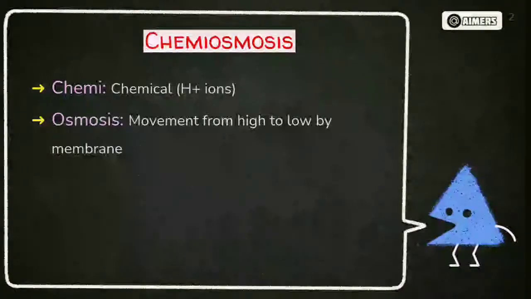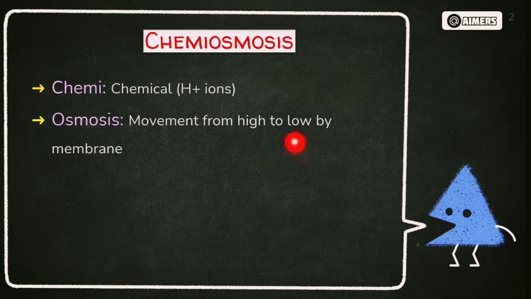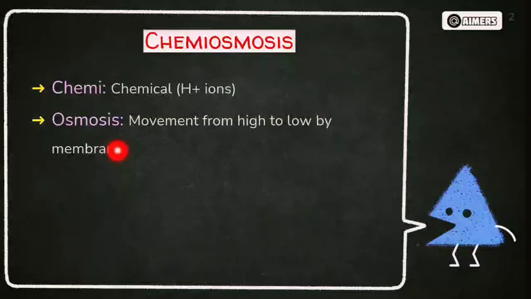And the second point about osmosis is that it is always with the help of a membrane. You know what's the difference between cell membrane and plasma membrane? Cell membrane is the membrane of a cell, while plasma membrane is the membrane of an organelle. The structure of cell membrane and plasma membrane is entirely same. So the membrane we are talking about in chemiosmosis is basically thylakoid membrane.